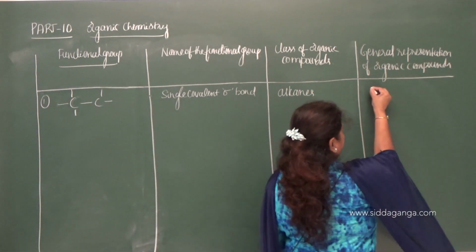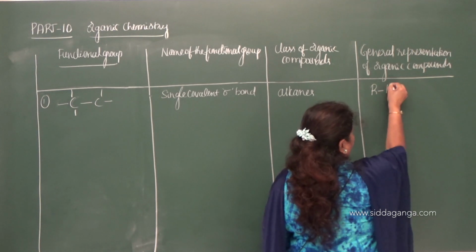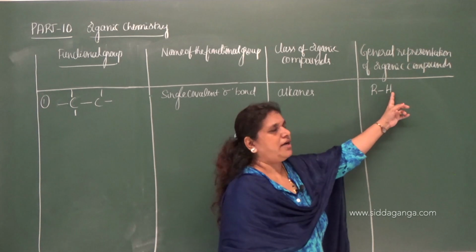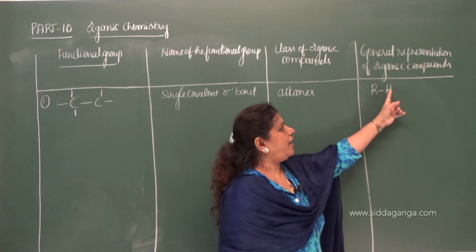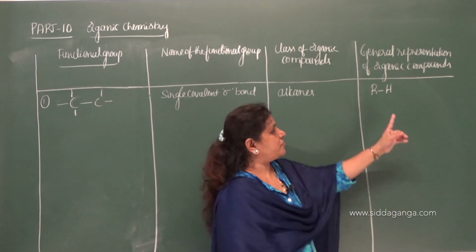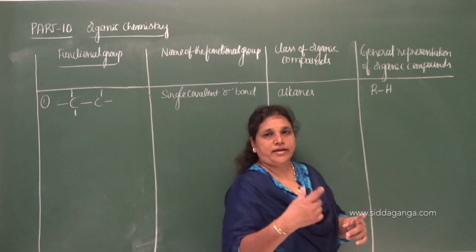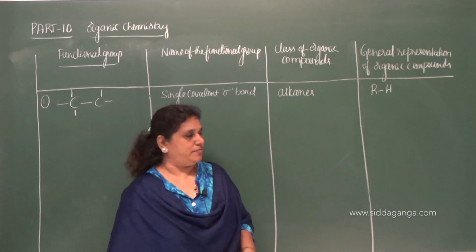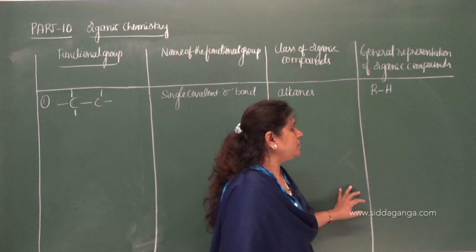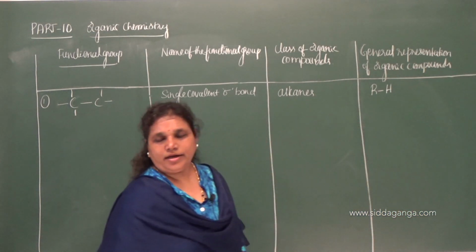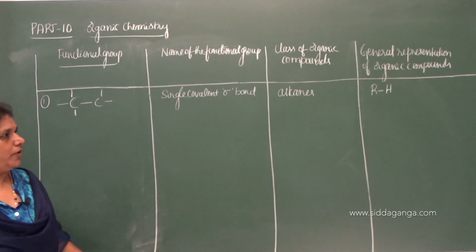Then how to represent this? RH. Alkyl group and the hydrogen. Methyl and hydrogen, you will get methane. So this is the general representation of alkanes. While writing the reactions, you can use this general representation. Now let us move on to the second one.